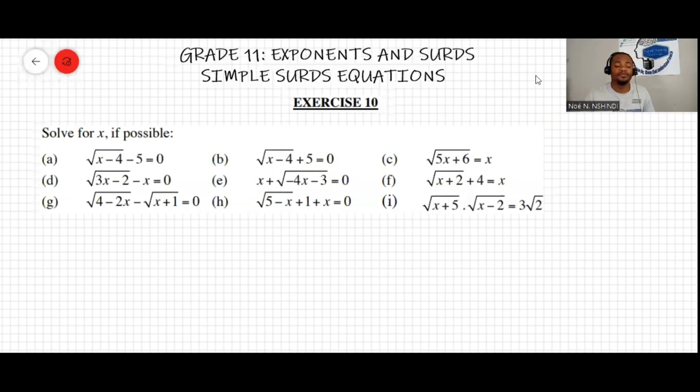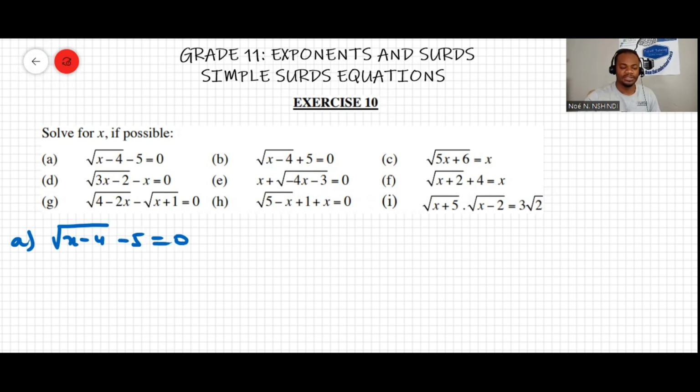Well, now the following set of exercises will deal with simple surds equations. Okay, let's dive into it. We have question A. That's the square root of x minus 4 minus 5 equal to 0.